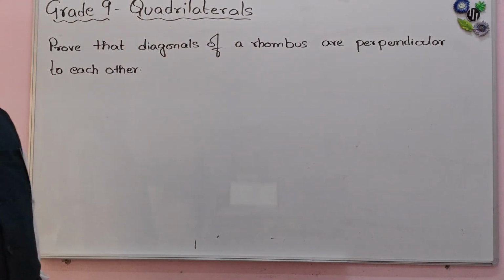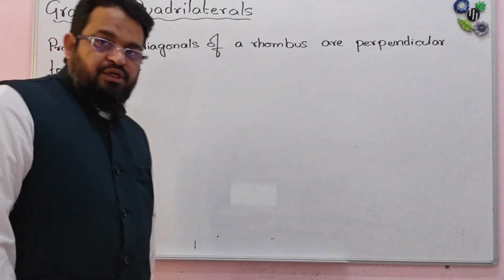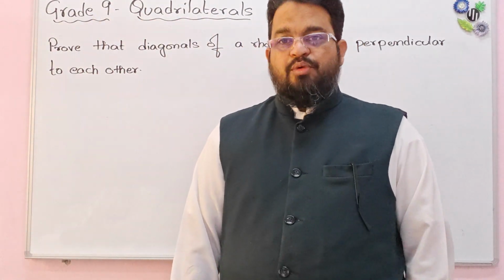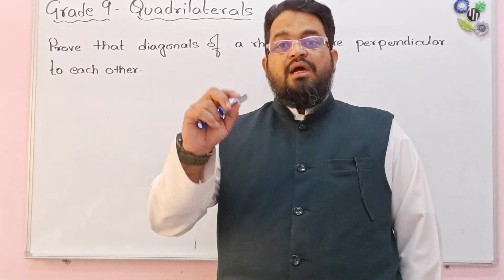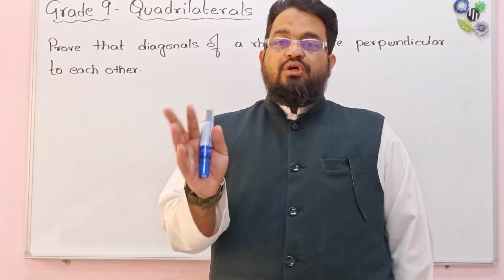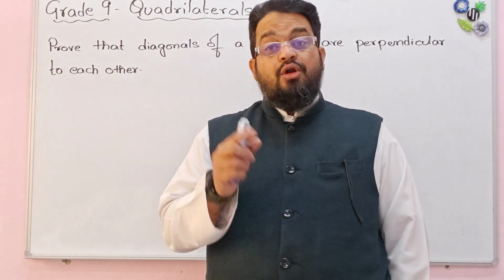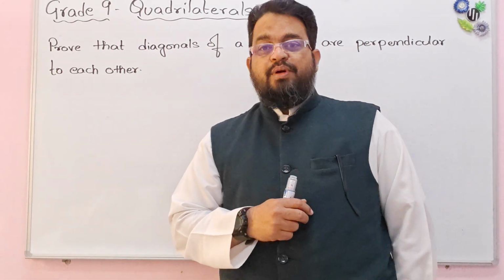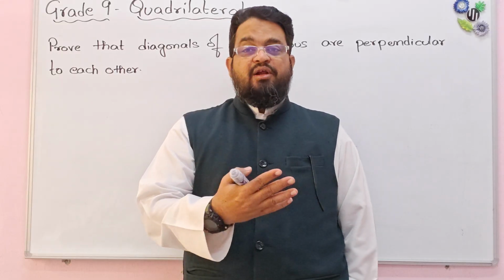So now let us try to solve one statement. Prove that the diagonals of a rhombus are perpendicular to each other. Before going to solve the problem, try to understand the question. You have to prove that diagonals of a rhombus are perpendicular. So that means what is given here? Rhombus is given. So try to understand what the properties of a rhombus are, how do you define a rhombus?